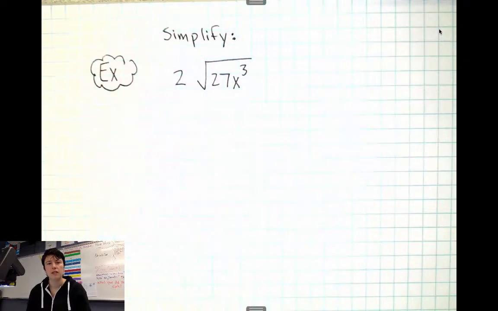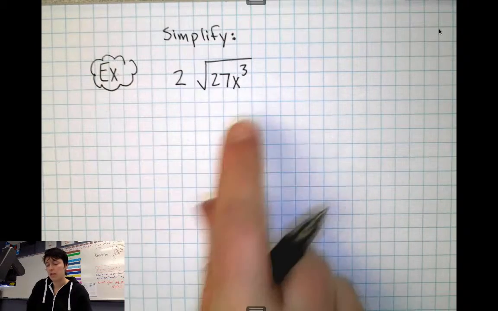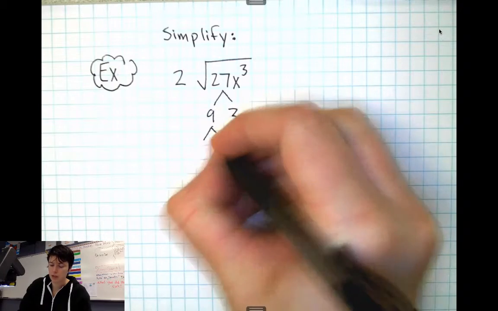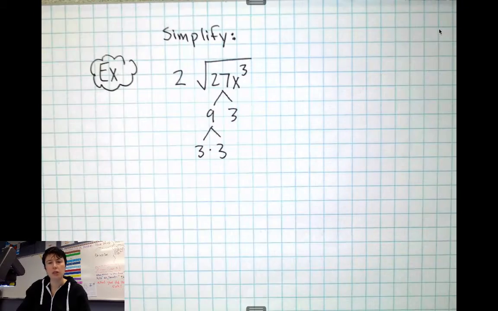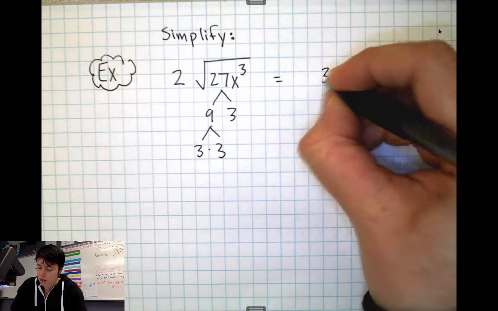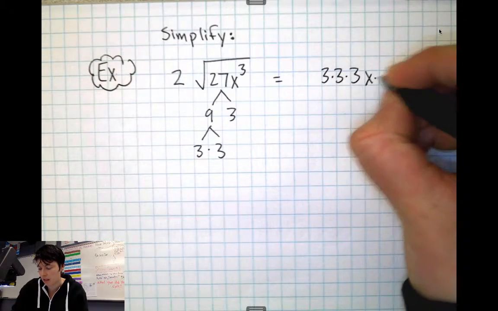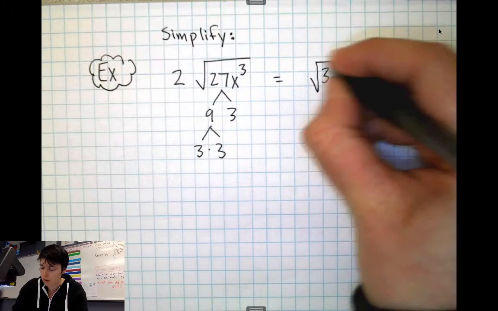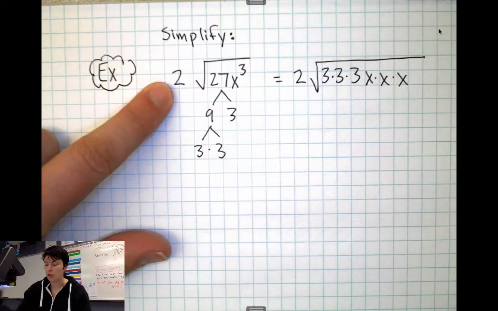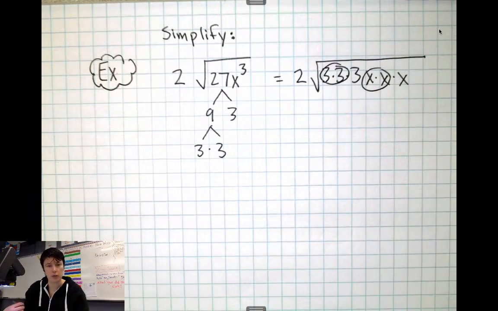Simplify this radical. Okay, well, 2's on the outside, so I'm not really going to think about it right now. I'm going to think about the inside. I'm going to think about 27 being 9 times 3, and 9 being 3 times 3. I'm going to break this whole entire radical down. It's really 3 times 3 times 3. 3 times 3 times 3 is 27. And then x to the third power is x times x times x. But it's all in the square root, and then technically there's this 2 out in front that I'm not really thinking about. So looking for pairs, I see a pair of 3's. I see a pair of x's that can come out of the square root.